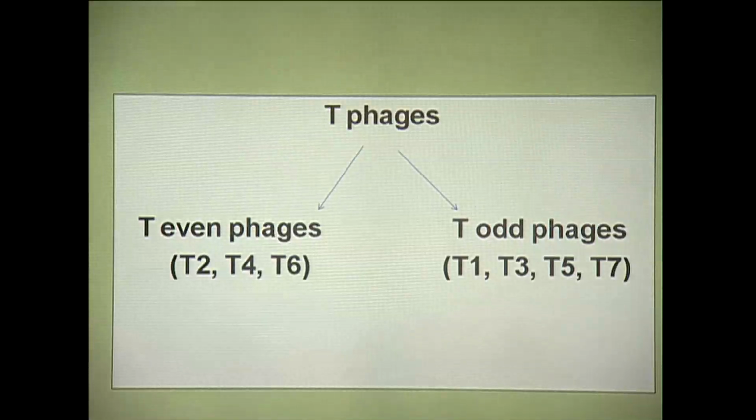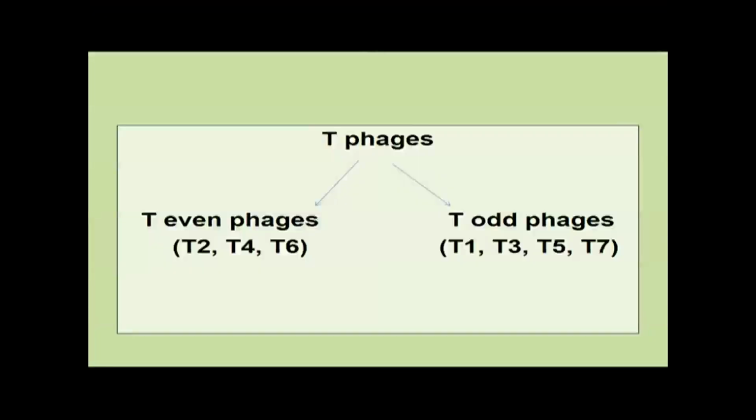Now, we know that T phages of E. coli are lytic phages. Do you know how many T phages have been discovered so far? 7. Good, 1 to 7. 1, 3, 5, 7 are called T odd phages, and 2, 4, 6 are called T even phages. All of them infect different strains of E. coli and follow the lytic cycle.